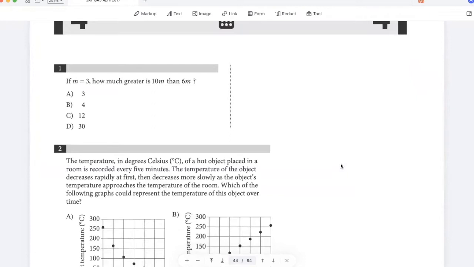Number one, if m is equal to 3, how much greater is 10m than 6m? So we have 10m minus 6m, which is 4m. So 4 into 3, 12.